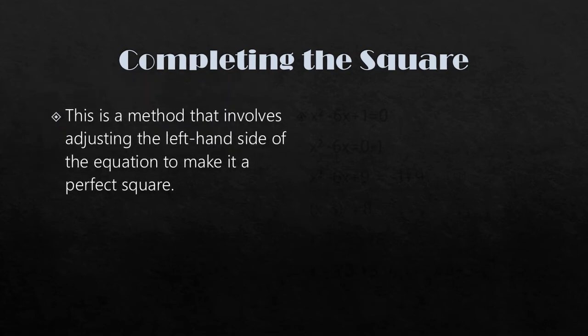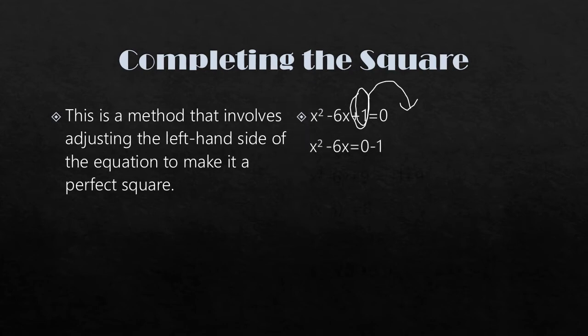This is a method that involves adjusting the left-hand side of the equation to make it a perfect square. So let's say that we have this equation here. The first step that we need to do in completing the square is to move the constant into the right-hand side of the equation. So we move 1 to the right-hand side and we get x squared minus 6x is equal to 0 subtracted by 1.